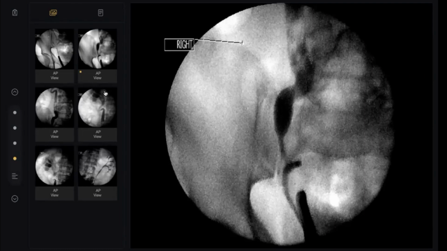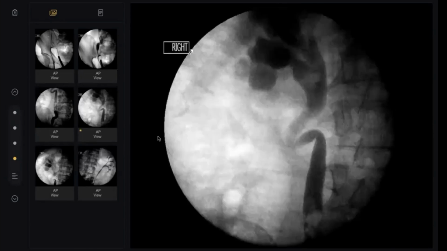You didn't give me a differential for this filling defect. Okay, sir, differential. The possibility of some malignant neoplastic lesion can also be possible. Urothelial, transitional cell carcinoma.